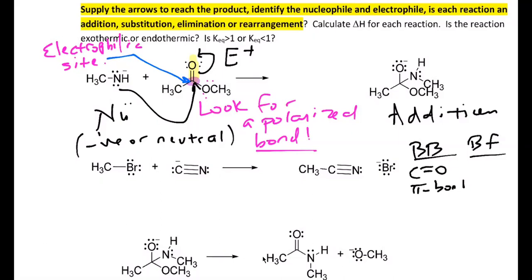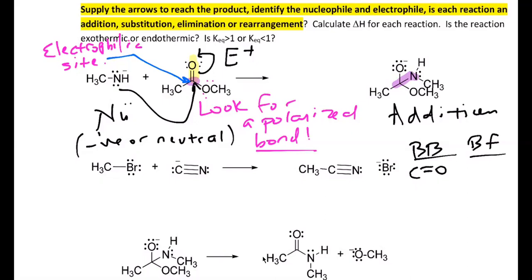And then what do we make? Did we make this bond right here between carbon and nitrogen? Yes. Is it sigma or pi? Is that a pi bond? That's not a pi bond, right? It's a sigma bond. It's a single bond.